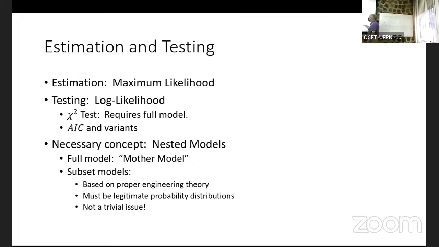So what are we going to do? We're going to get the log likelihood for the mother model, and we're going to compare subset models back to the mother. And if the subset model basically conveys the same information as the mother, we go with the subset model. We can't justify the extra parameters. So far, so good?